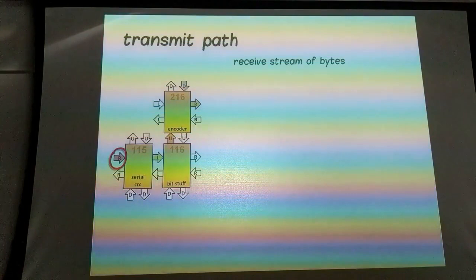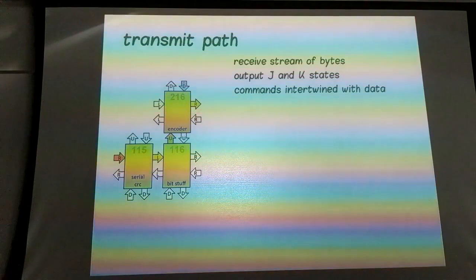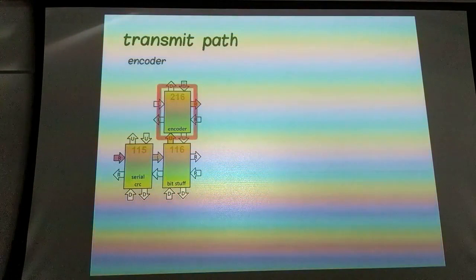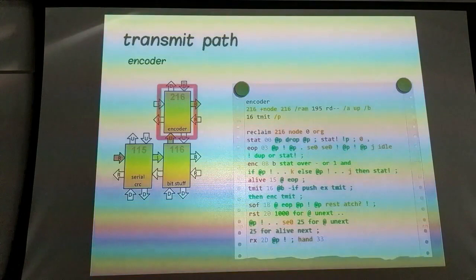Now we'll turn our attention to the transmit path. Transmit path is composed of three nodes: serializer and CRC calculator, bit stuffing, and encoder. The path receives a stream of bytes via the write port of node 115, and outputs corresponding J and K states via the write port of node 216. Commands that control the transmit path are intertwined in the data stream.